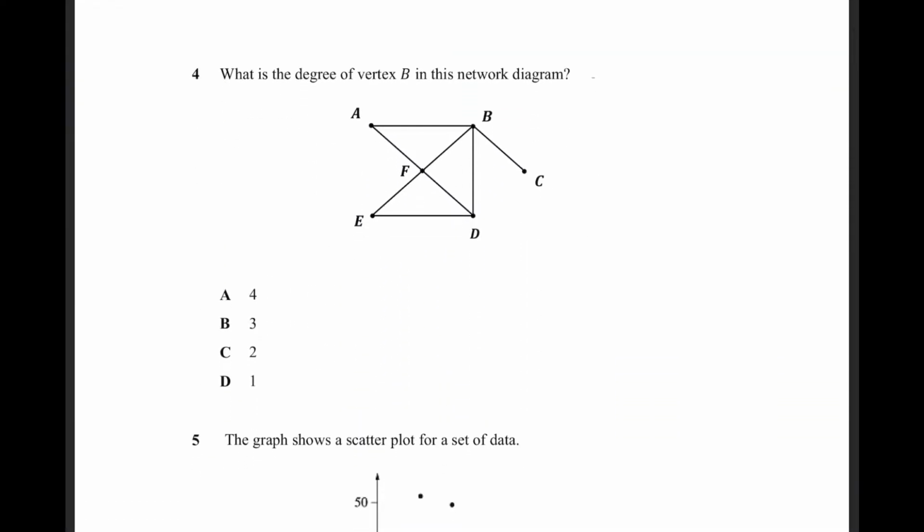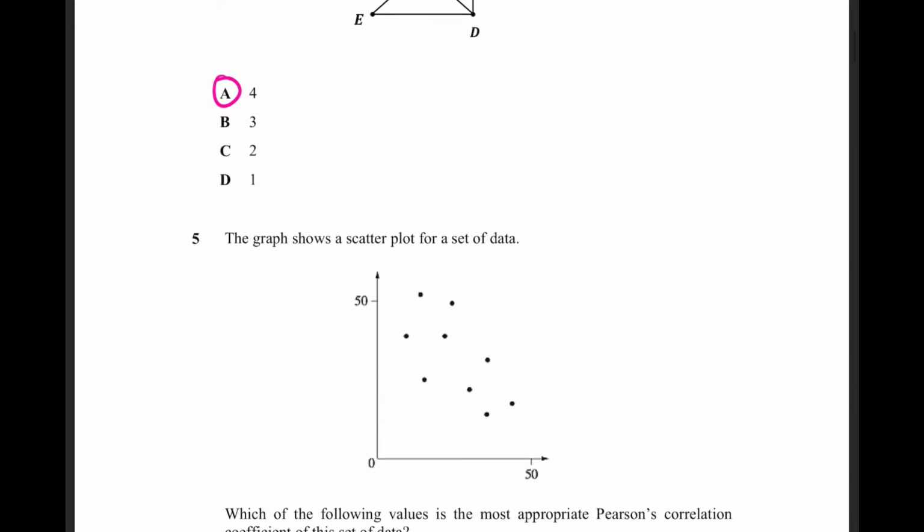Question 4. What is the degree of vertex B in this diagram? So this one is really easy. So here's B. Let's have a look. I've got 1, 2, 3, 4. Answer is A.